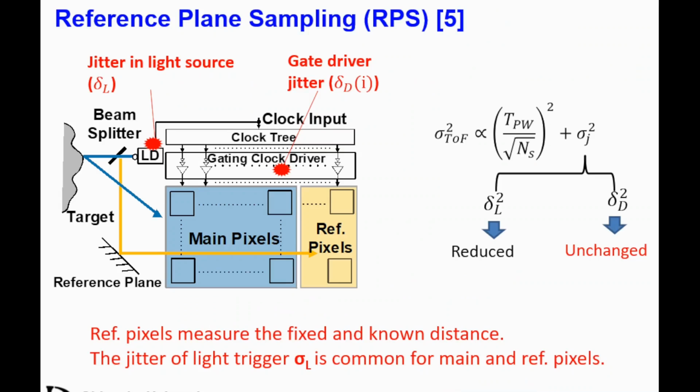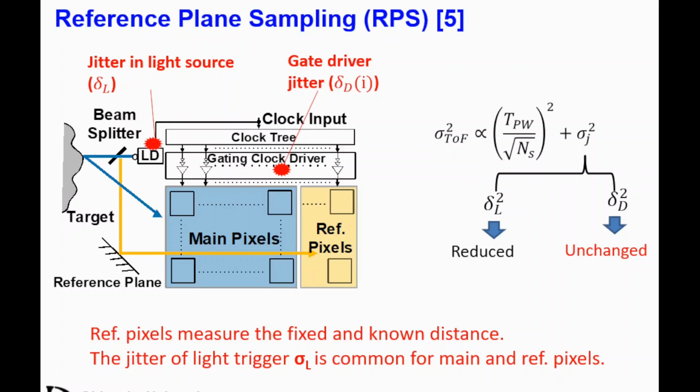To reduce this jitter component, first we implemented reference plane sampling. In this method, the light source is divided into two directions. One goes to the target and is captured by the main pixel, and the other goes to the reference plane and is captured by the reference pixel. This reference plane is fixed, placed at a fixed and known distance.